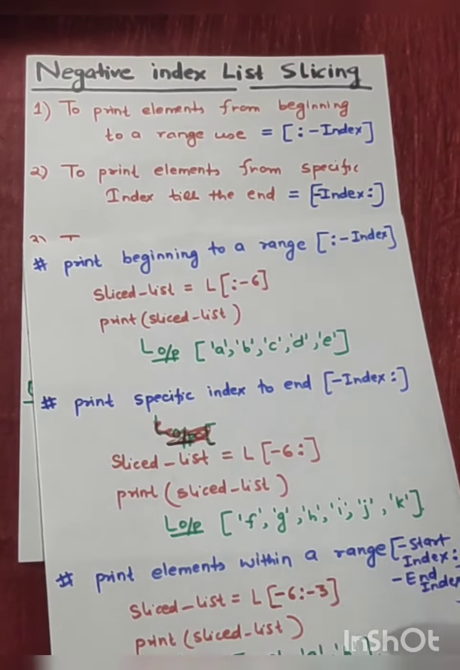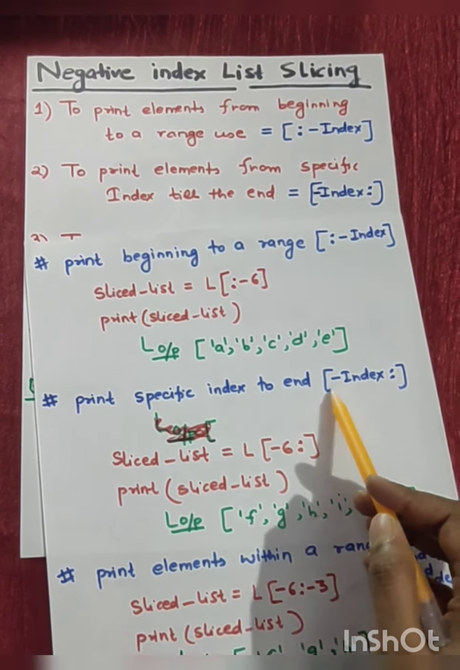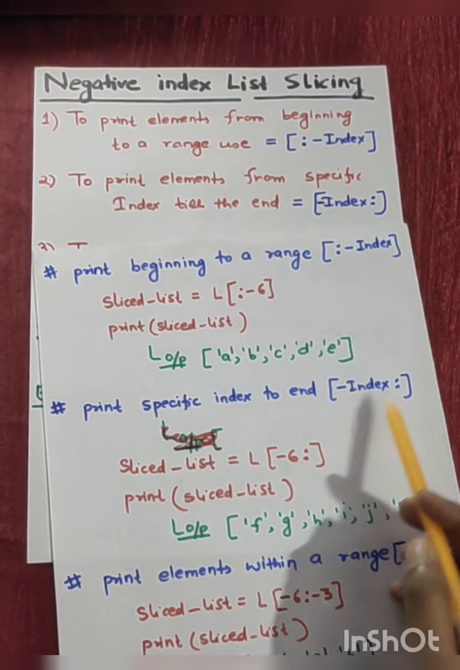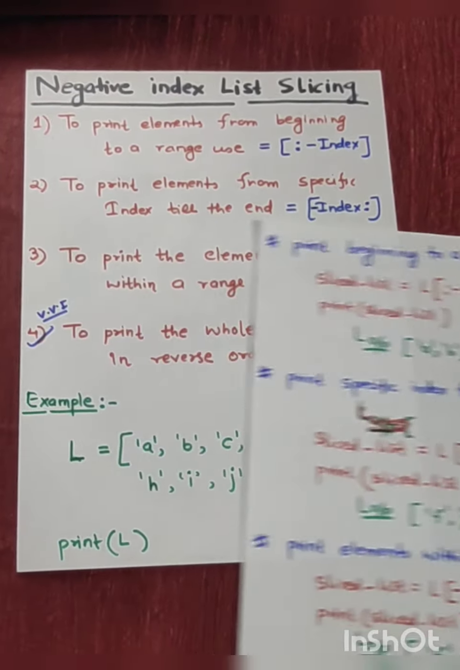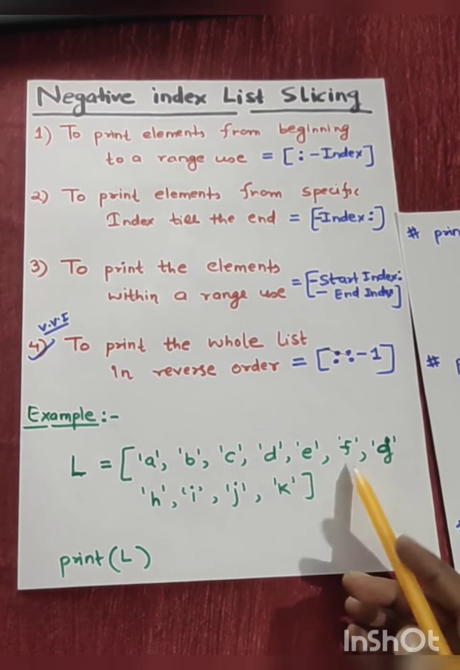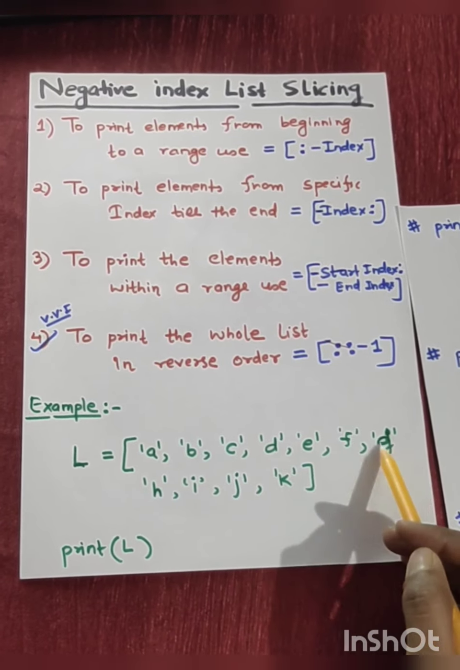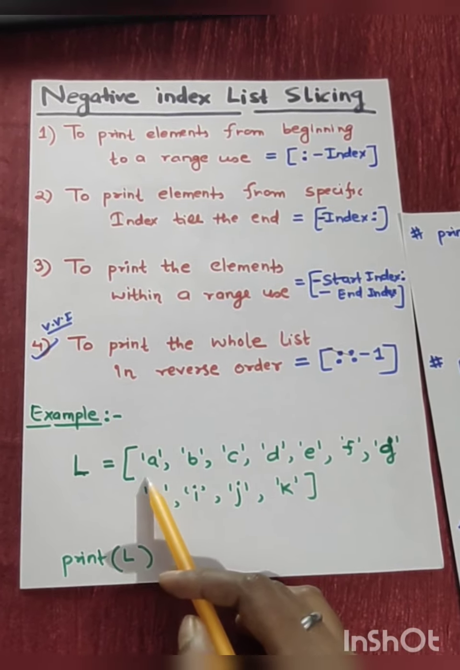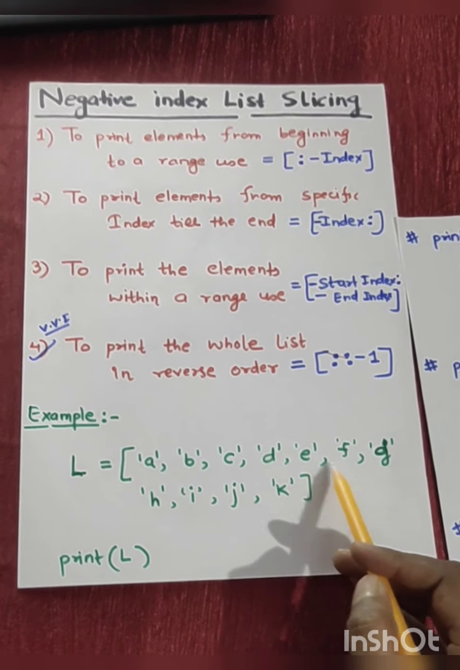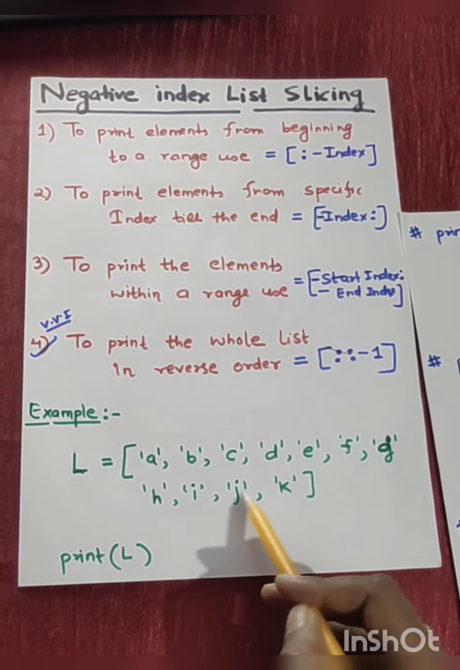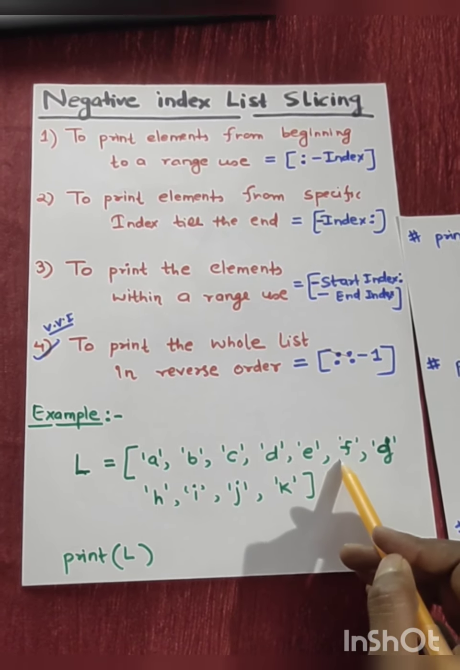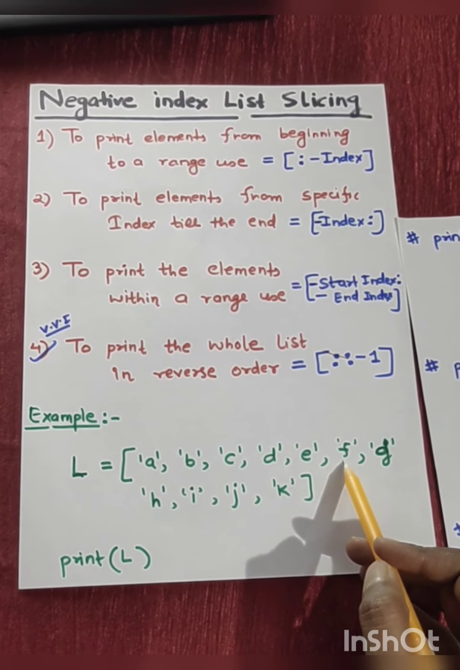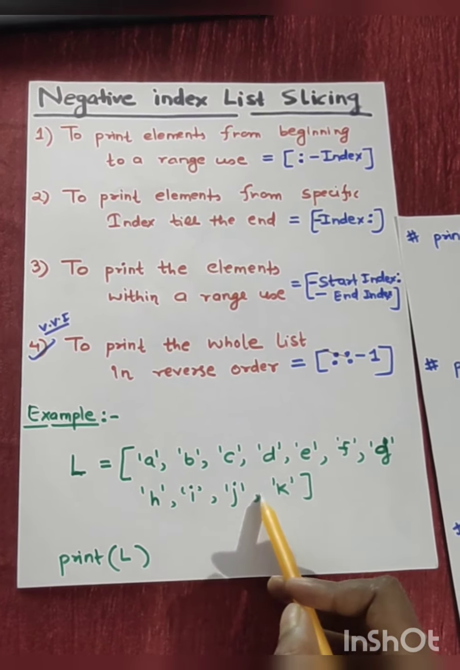The second is from a specific index to the end. If you want to print the elements from a specific index to the end, then colon. So I want to print the elements from minus 6 to colon. Minus 1, minus 2, minus 3, minus 4, minus 5, minus 6. So minus 6 to colon, what will I get? From here I will get up to the end. So what will the output be? F, G, H, I, J, K.